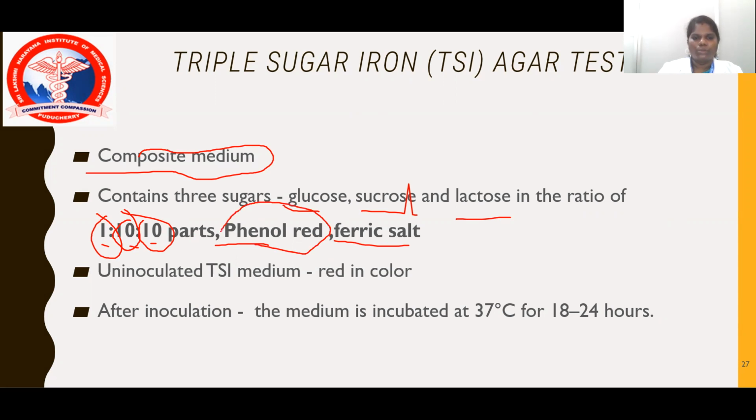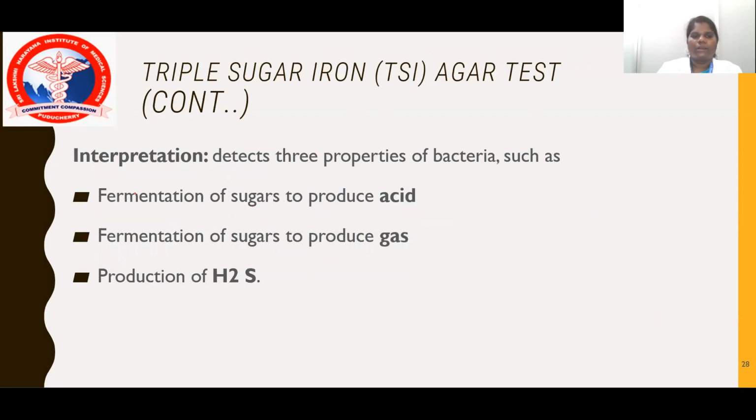Phenol red is used to detect the color change or acid production, and the ferric salt is used to detect H2S production. So here we have the uninoculated TSI, triple sugar iron media, which will be red in color. After inoculating the organism into the media, what is happening? Let's see how to interpret. What are the things we are going to detect?